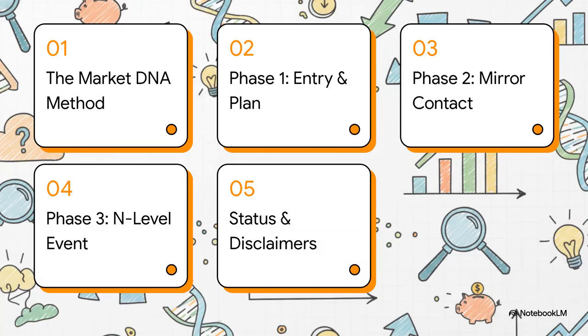So, here's our game plan for today. We'll kick things off with a quick look at the market DNA method itself. Then we're going to trace the three key phases we've seen so far in this cycle. First, the initial entry and plan, next, the mirror contact event, and then the end-level event. Finally, we'll wrap it all up with the current status and, of course, some important disclaimers.